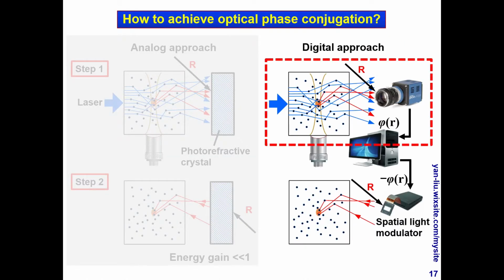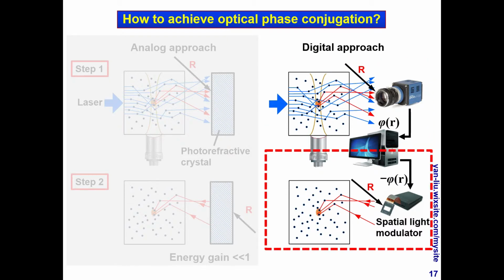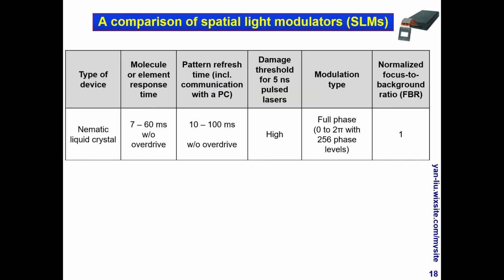I just talked about how we improve the wavefront measurement by using a lock-in camera. Now let's talk about how we improve the wavefront modulation, which is this part. Here's a comparison of different spatial light modulators used for wavefront modulation. Nematic liquid crystal based spatial light modulators are most popular. However, they are slow. They usually take tens of milliseconds to modulate phase, which is much longer than the 1 millisecond requirement for achieving true focusing in vivo.